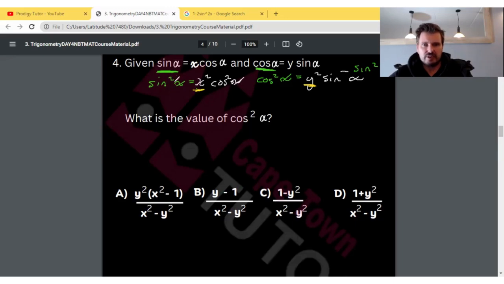This one, sine squared alpha plus this one equals 1, which means that these two in yellow must equal 1, right? Because those are equal to each other. So if green plus green equals 1, then yellow plus yellow must equal 1, right? So x squared cos squared alpha plus y squared sine squared alpha equals 1. Okay.